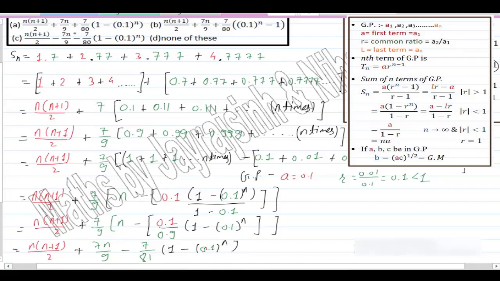Okay, as you can see, none of the options has 81 over here, right? So the correct option is D.